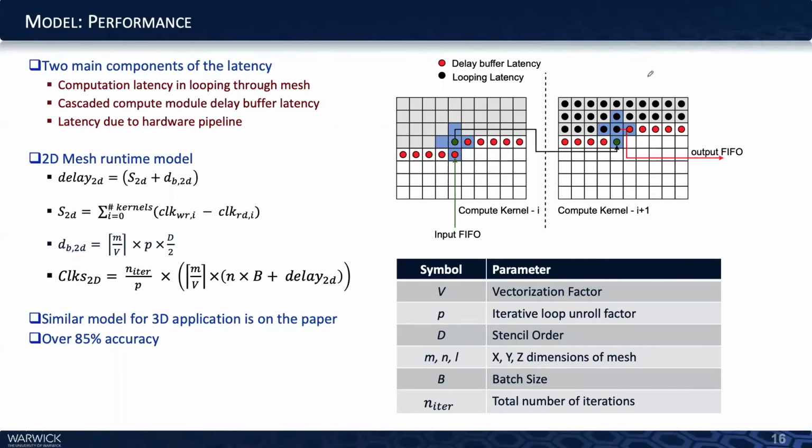Let's look at predicting the performance of stencil applications. Latency in processing a batch of mesh is mainly due to looping through the mesh points and latency in delay buffers and pipeline stages. The diagram shows the clocks spent in looping through the mesh points using black dots, and delay due to the delay buffers using the red dots. We note that delay buffer latency will add up if there are multiple compute kernels, and it is similar for the register stages.